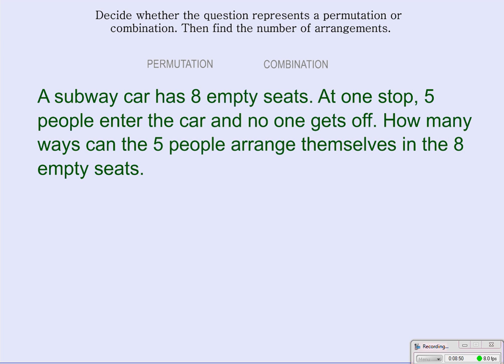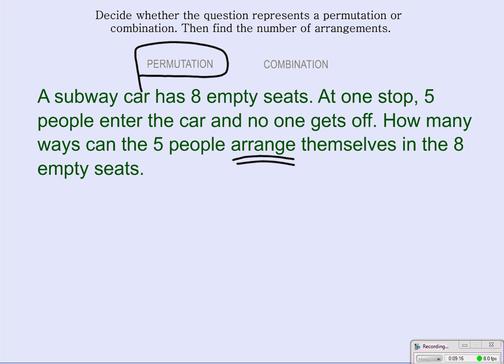Here's the dead giveaway. It says arrange. That's my dead giveaway. It's a permutation. Here's the other thing that tips me off. Once you sit in a seat, can anyone else sit in that seat? And don't give me any lip about, yes, you can sit on your lap. No, once somebody sits in that seat, nobody else gets to sit in that seat. That tells me that order matters.